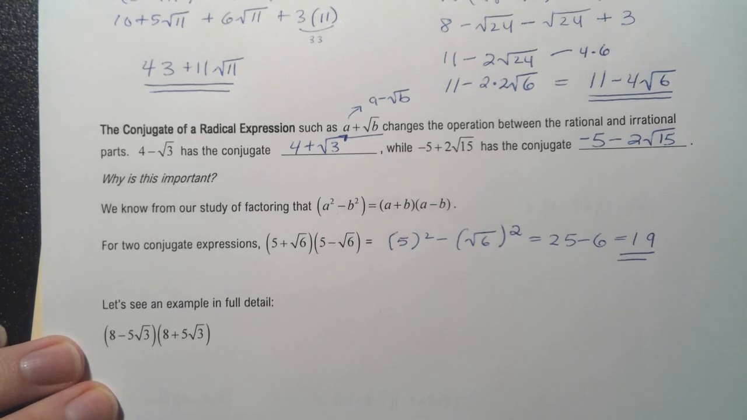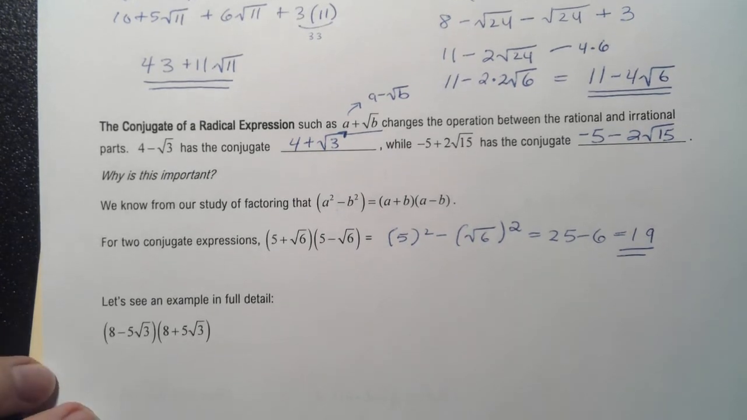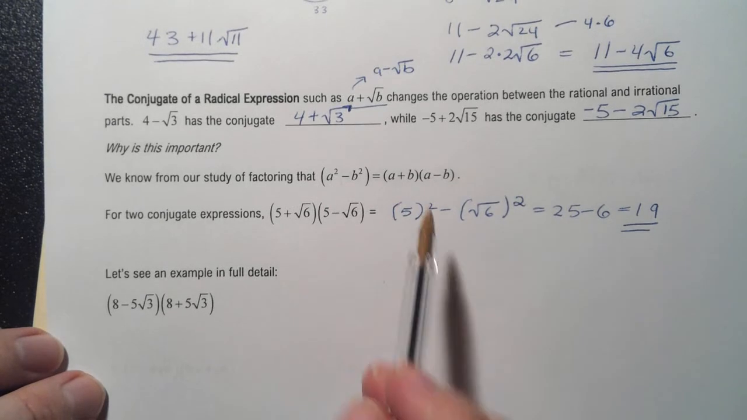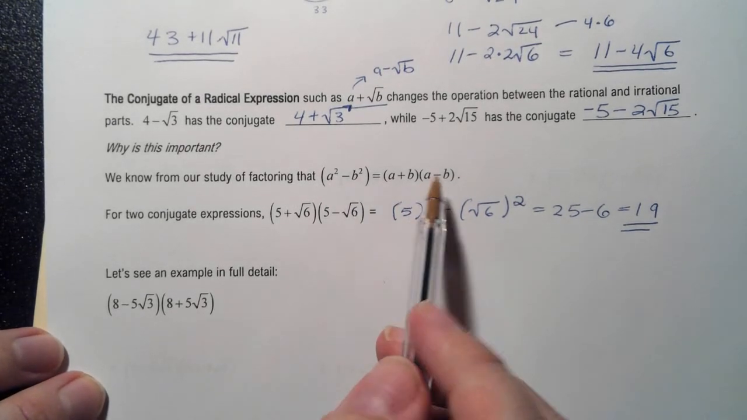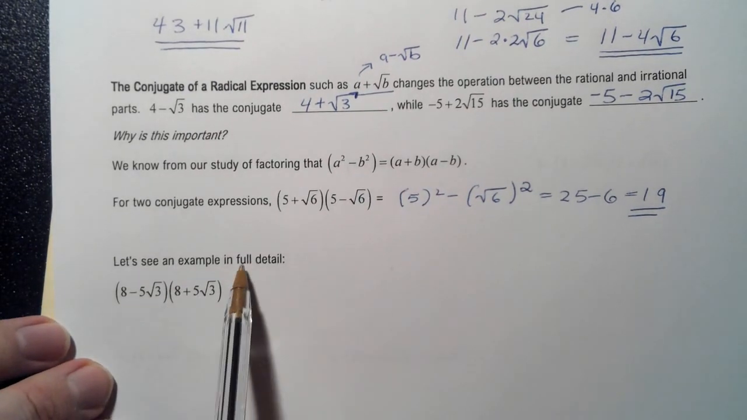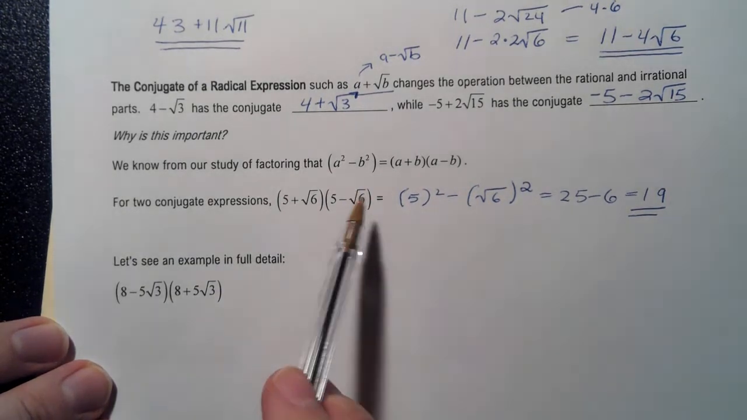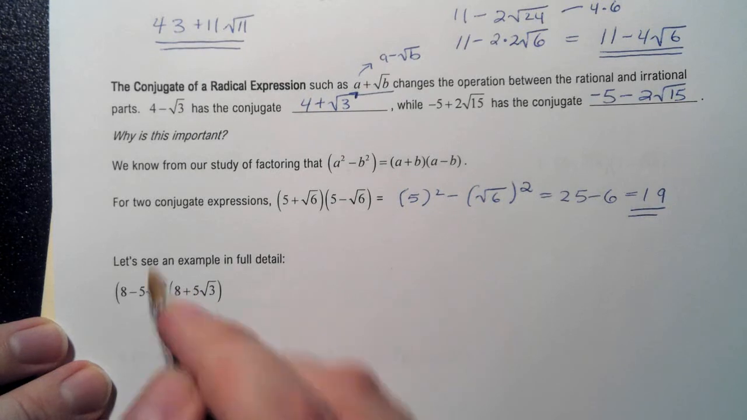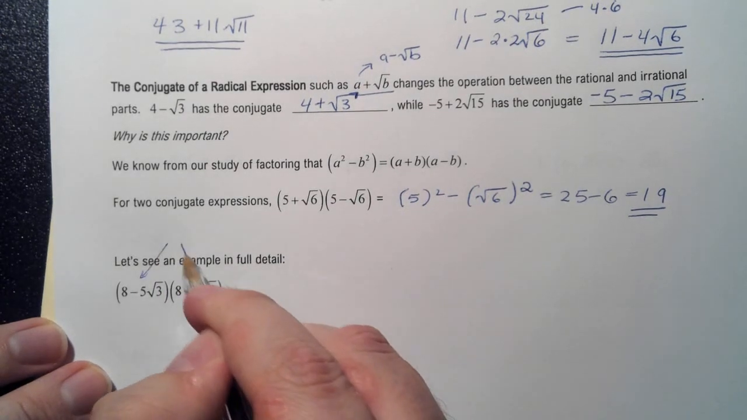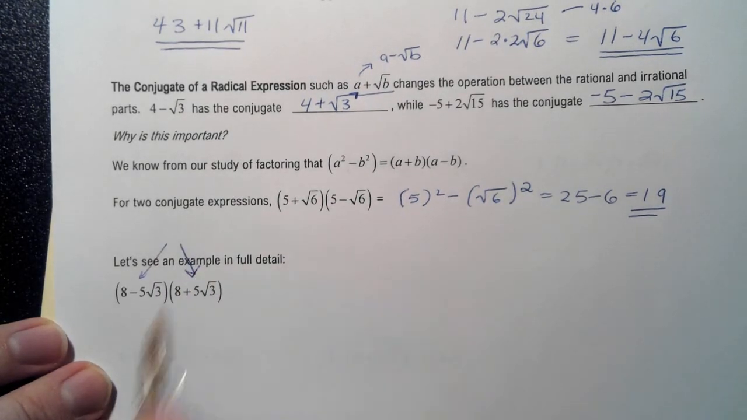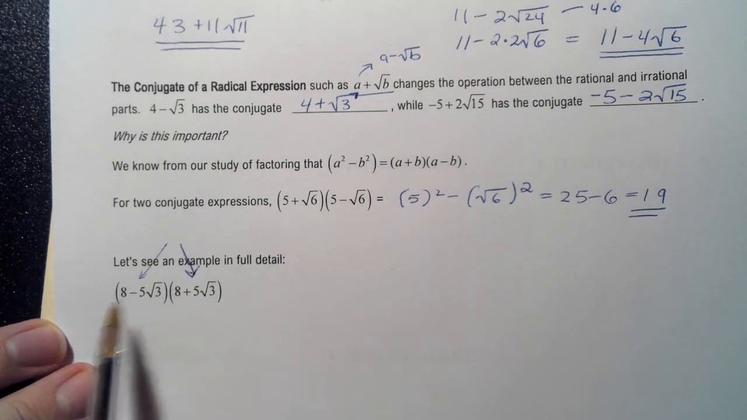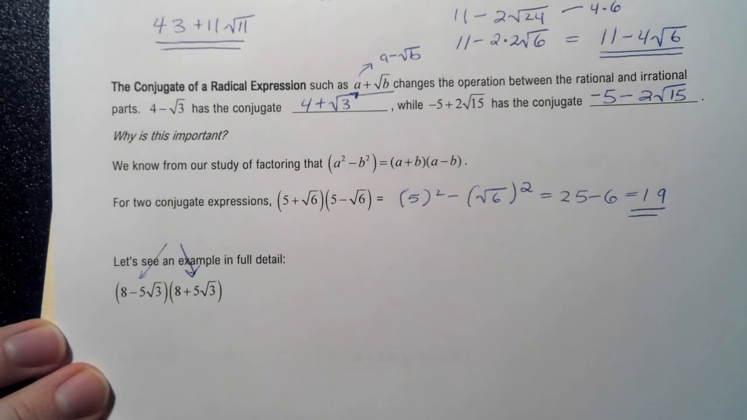Don't be afraid to do all the work. I will do another example right here where I show it in full detail. I don't just use this short relationship. I want to see here how this turns out. So I can see these are conjugates. Based on the different signs, these are in fact conjugates. I have one subtraction, one addition, and all the numbers are the same apart from that.